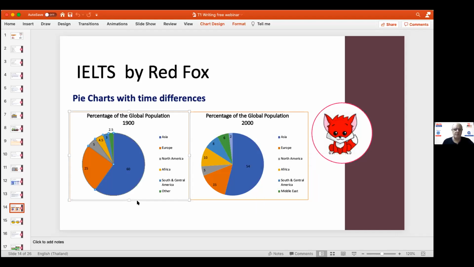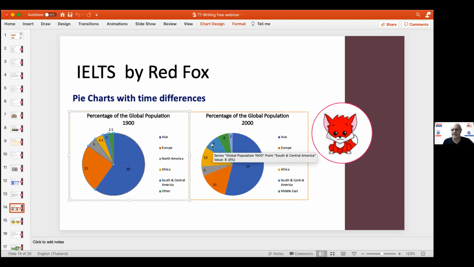So we do need to make some comparison between the different times, and that will involve us in using some of the language for describing changes. Europe, for example, has dropped significantly from 25%, a quarter, to only 15% in 2000. That's quite a sizable drop. Some of the smaller regions, or the smaller populated regions, have had huge increases. 4.5% to 10% in Africa is more than doubled.